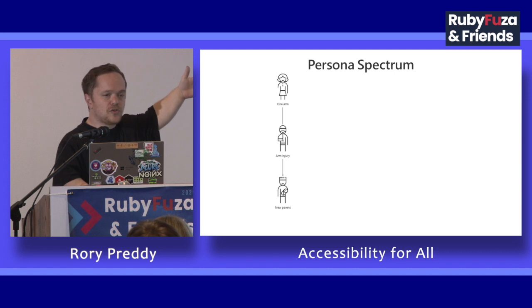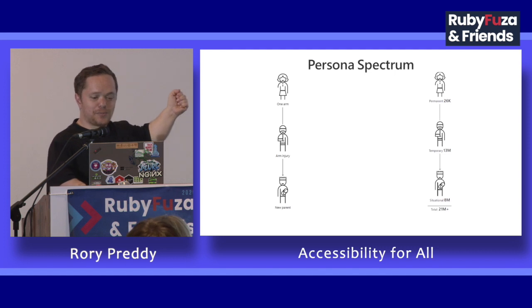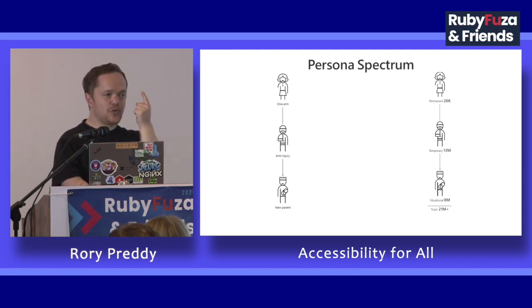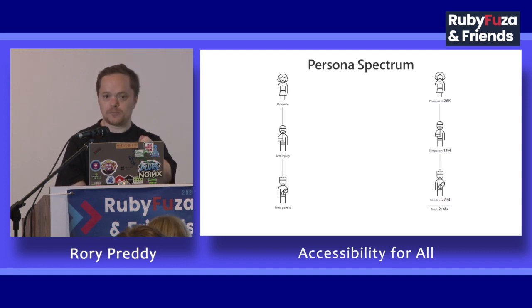How many people? So these stats actually come from the US Center for Disability Statistics. So the person with one arm, there's 26,000 in America who are amputees. The temporary disabilities, 13 million. The situational disabilities, you disabled parents, are 8 million. So catering and having empathy for that one persona spectrum and extending it to people in that persona spectrum is actually going to cater for 21 million people.